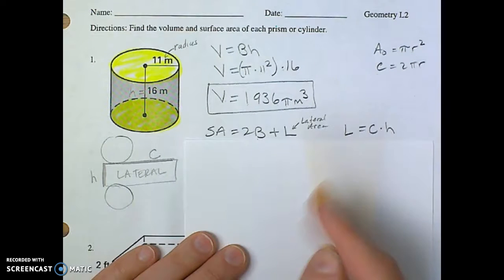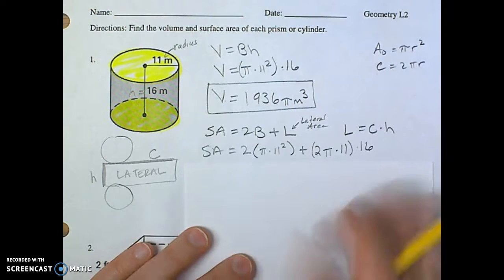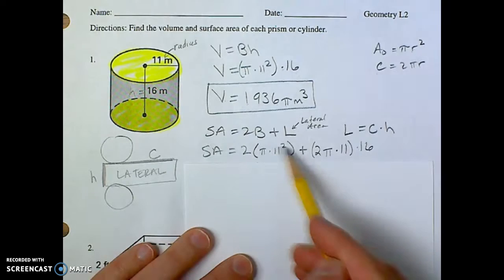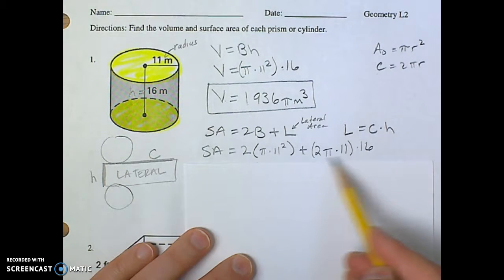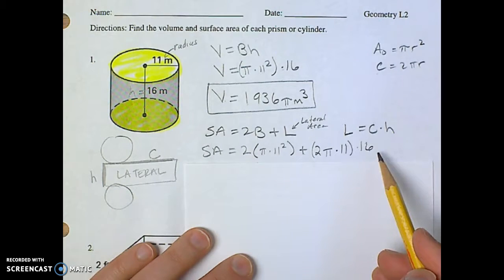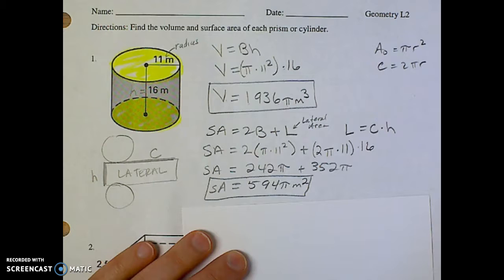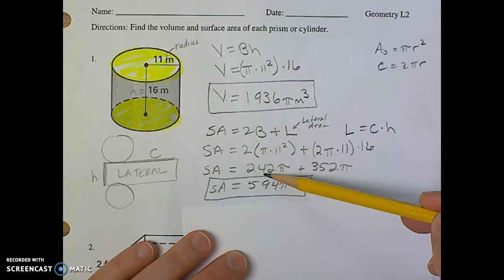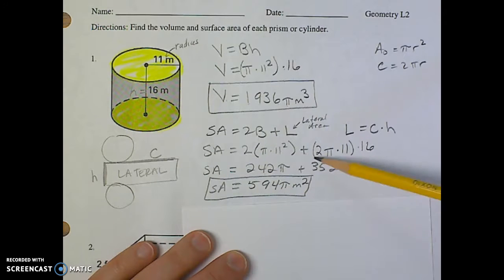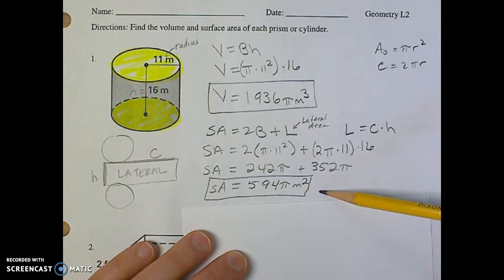This time I'm going to have two bases, so 2 areas of my circles plus my circumference times my height. Simplifying out my steps, 11 squared times 2 is going to give me 242 pi. 2 times 11 times 16 is going to give me 352 pi. Combine them together to get 594 pi meters squared.